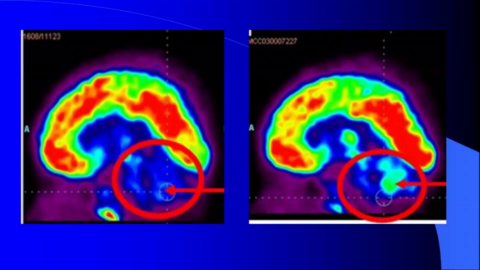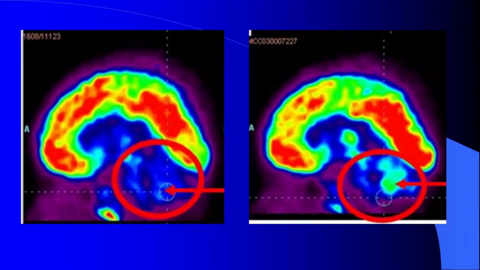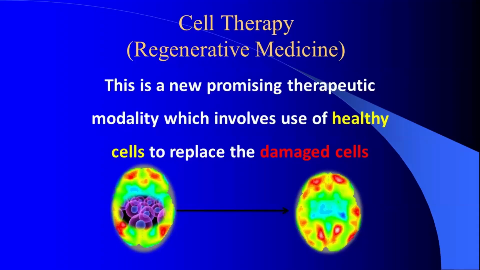On the left-hand side, the blue area is the hypermetabolic brain. We are giving rehabilitation on a brain that's not functioning optimally, and then we are expecting results of a normal brain. It won't happen. But through cellular therapy, you can see on the right-hand side, the brain has started functioning again. Now, if you give rehabilitation, you are bound to get better results. So cell therapy is a promising new modality where you use healthy cells to replace damaged cells. So that's the brain damage, and you can see that there is recovery.